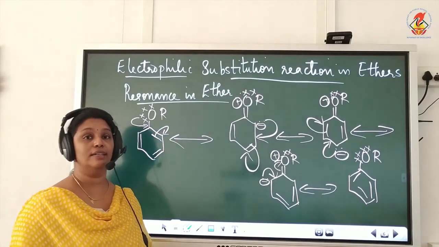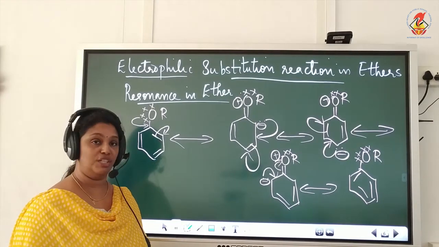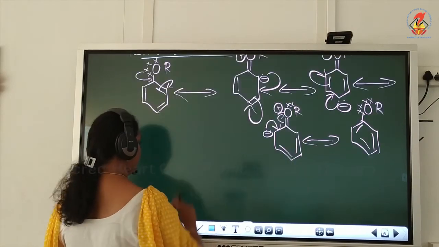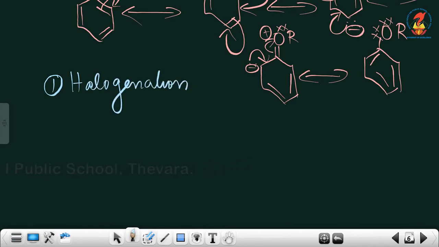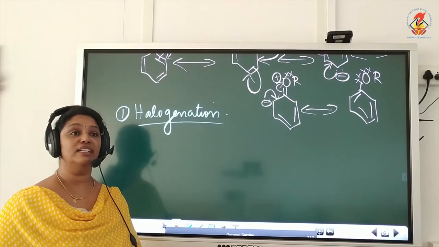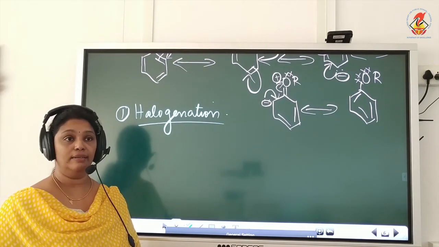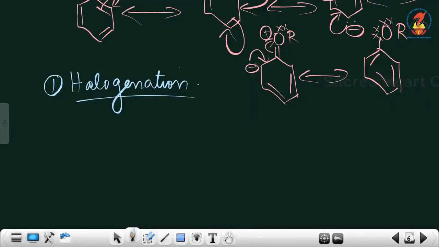Now we are going to discuss the examples of electrophilic substitution reactions in ethers. First is halogenation, and we know how halogenation is done. In halogenation, ether is allowed to react with halogen. Now here, instead of taking anhydrous aluminum chloride, that is our Lewis acid, we can take halogen in presence of acetic acid. So I'm going to write the equation, that is halogen in presence of acetic acid.